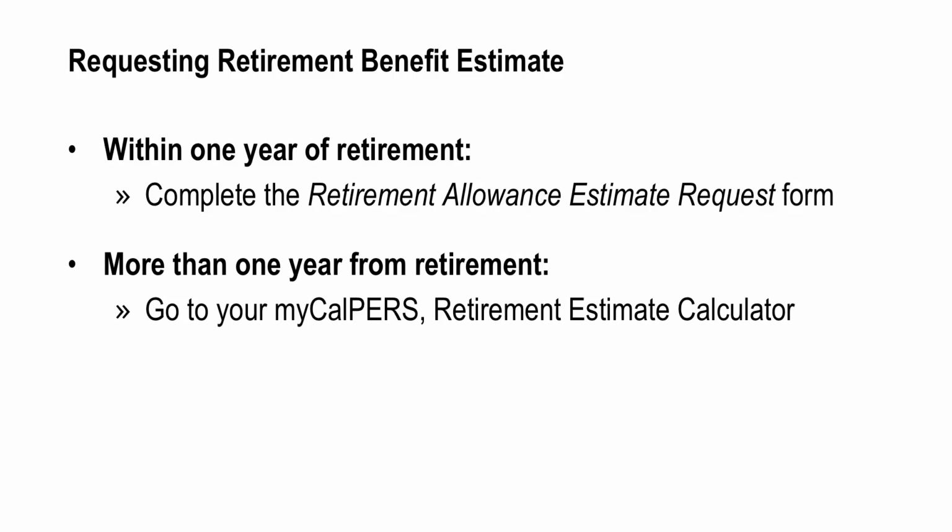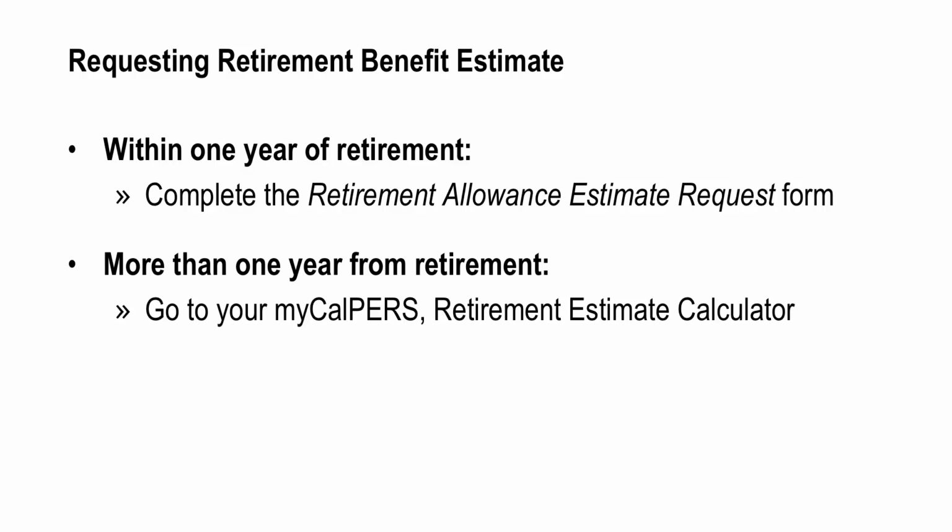When you're ready, you'll want to order your own estimate to help you plan for retirement. We'd like to explain the criteria for requesting an estimate from CalPERS. When you're within 1 year of retirement, you can order a CalPERS-generated retirement estimate by completing the Retirement Allowance Estimate Request form. You can download this form from Forms and Publications on our website.